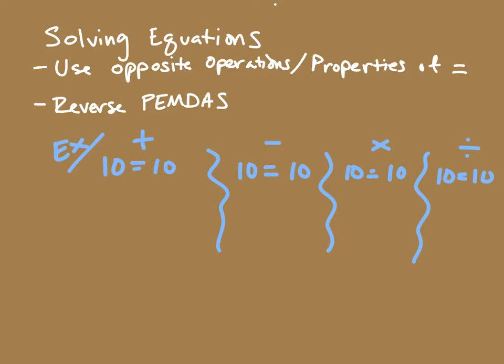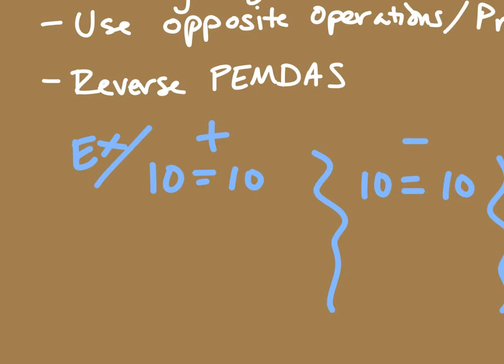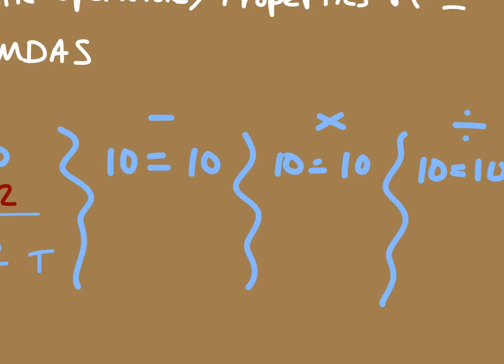If I wanted to manipulate this and add 2 to the left side, the only way to keep this balanced and equal is to also add it to the right side. When I do that, I get the statement that 12 is equal to 12, which continues to be true. Same thing applies for subtraction. If I subtract something from the left side, I have to do it to the right side. 10 minus 3 gives me 7, and that's equal to 7, and it all stays a true statement.